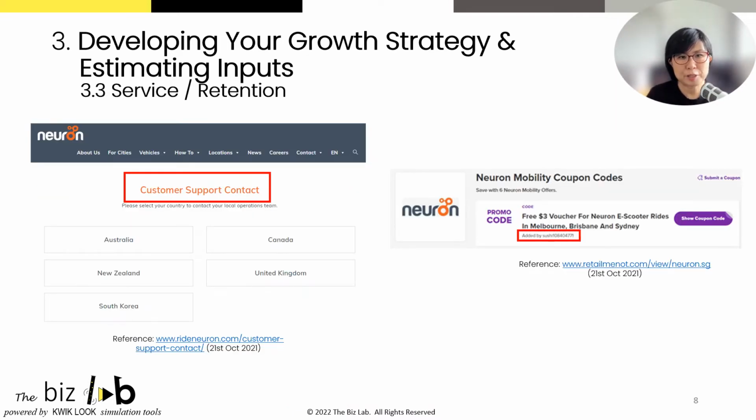After lead generation and sales, the next bucket of costs would be around servicing and retention. This would typically come in the form of promo codes and loyalty incentives. In Neuron's case, there isn't a referral program, but if there is, then the cost of incentivizing referral will need to be included in the growth simulator.